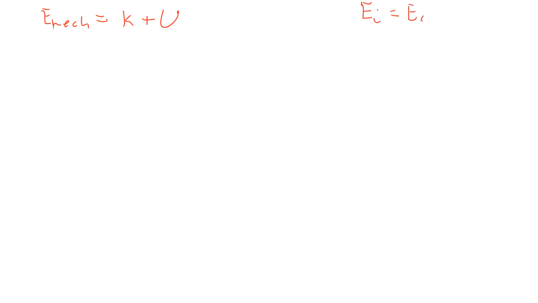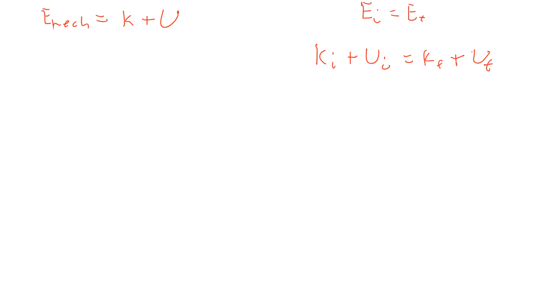All right, so we can expand this. K initial plus U initial equals K final plus U final. And now what I want you to notice is, with this being true, if we move everything to the other side, we can get a very nice expression of our change in our energies in terms of the total energy.